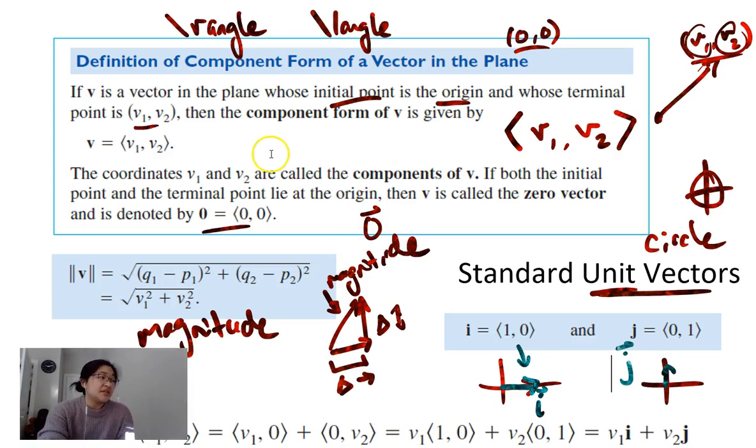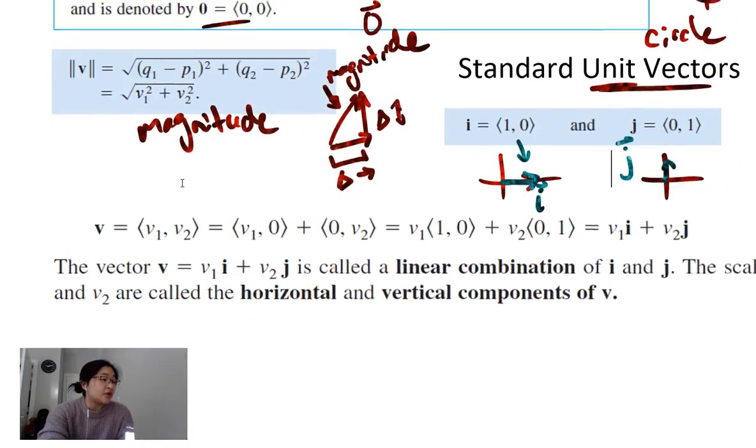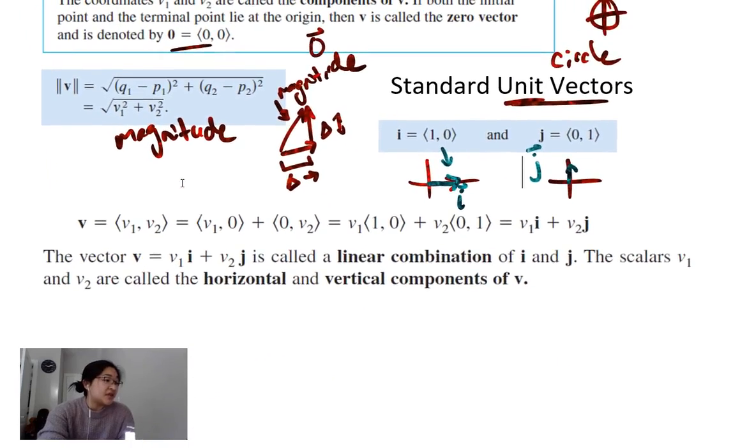So in addition to writing the component form, we can also write a vector as a linear combination. Linear meaning that we don't have squares, we're just looking at weighted sums. So a linear combination of our standard unit vectors i and j. And i and j are just in your x and y directions, or your horizontal and vertical directions. If you add another standard unit vector, then you're going to need to add another dimension, and that'll be your z direction.